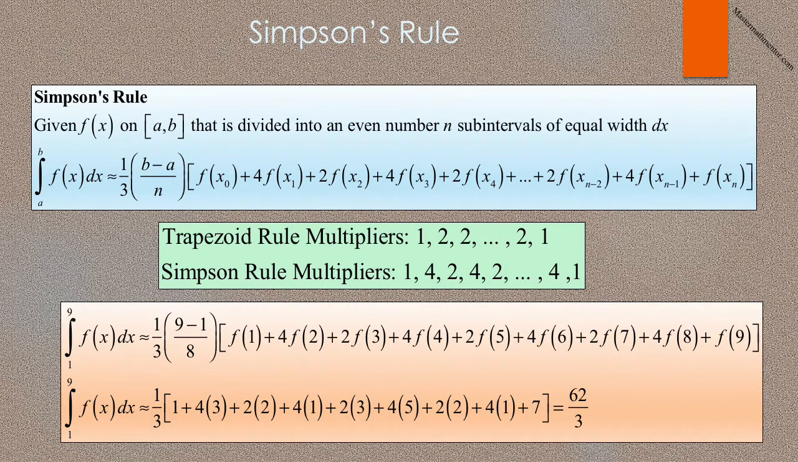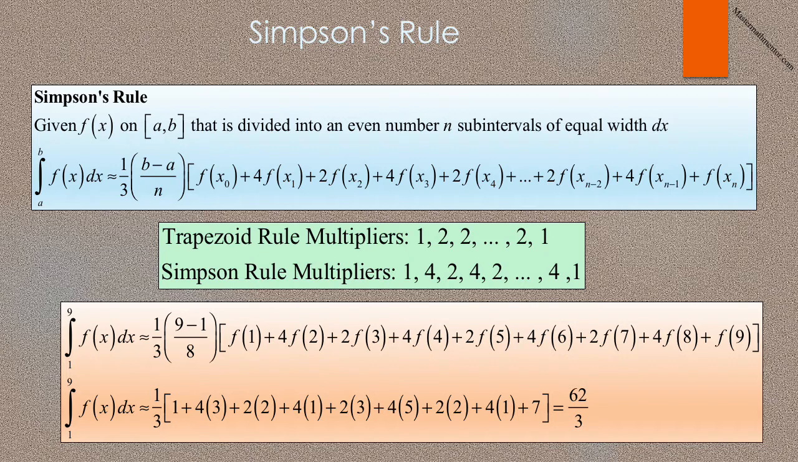So we can say that the integral from 1 to 9 of f of x dx is approximately 1/3 times the quantity b minus a, which is 9 minus 1, over 8, because there are 8 partitions. And now we have f of 1 plus 4f of 2 plus 2f of 3 plus 4f of 4 plus 2f of 5 plus 4f of 6 plus 2f of 7 plus 4f of 8 plus f of 9.